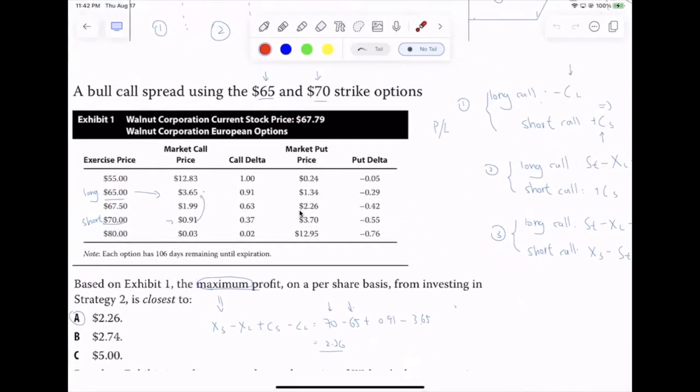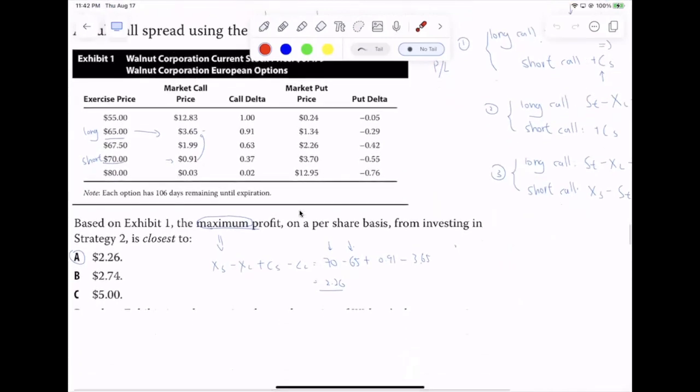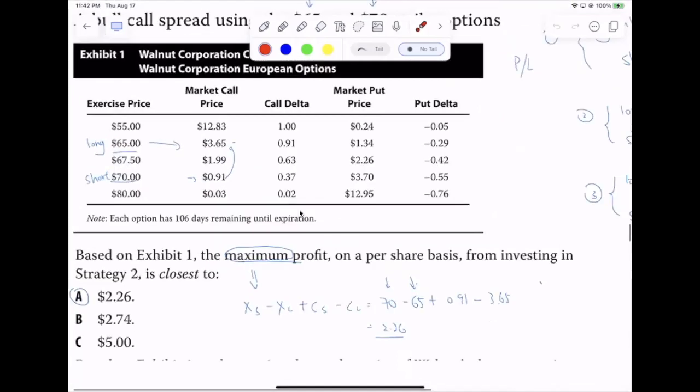We are building a bull call spread using the $65 and $70 strike option. And the question wants us to compute the maximum profit on a per share basis from investing in this bull call strategy. How should we do it? In this strategy, we are going to long a call option with the strike price of $65. And we're going to short a call option with a strike price of $70.